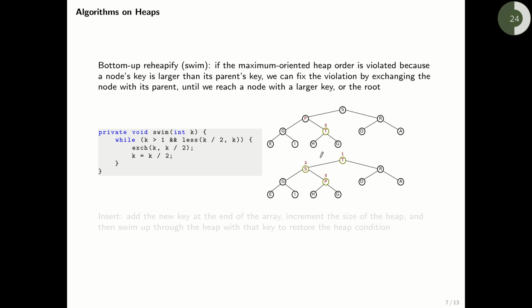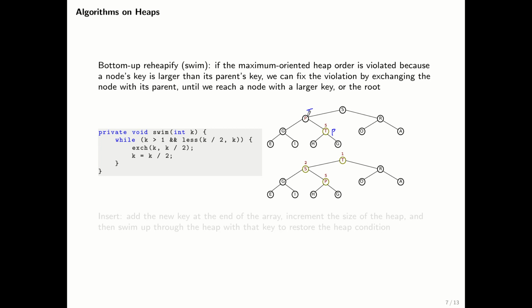And here is an example of this violation and how we fix it. So what we have here is a binary tree, but it is not quite maximum oriented. Why? Because look at this particular key T here. T is larger than P. All right, so that's a violation. So how do we fix this? Well, we exchange T with P. So this T goes here and this P comes here.